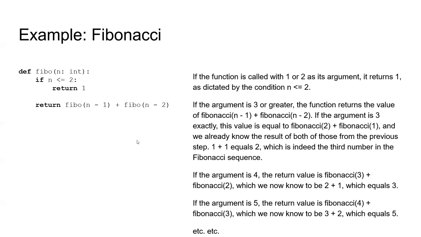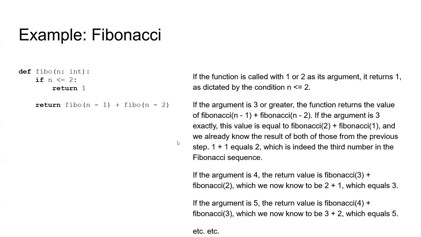And why it works is because, if you take a look at this one, and you can take a look at this one in the material in more detail and with better time, but the basic idea is if we call it with 1 or 2 as an argument, it returns 1 because of this if condition, or conditional block in here. So basically, if n is smaller than or equal to 2, it returns 1. If the argument is 3 or greater, then it returns this final part in here.